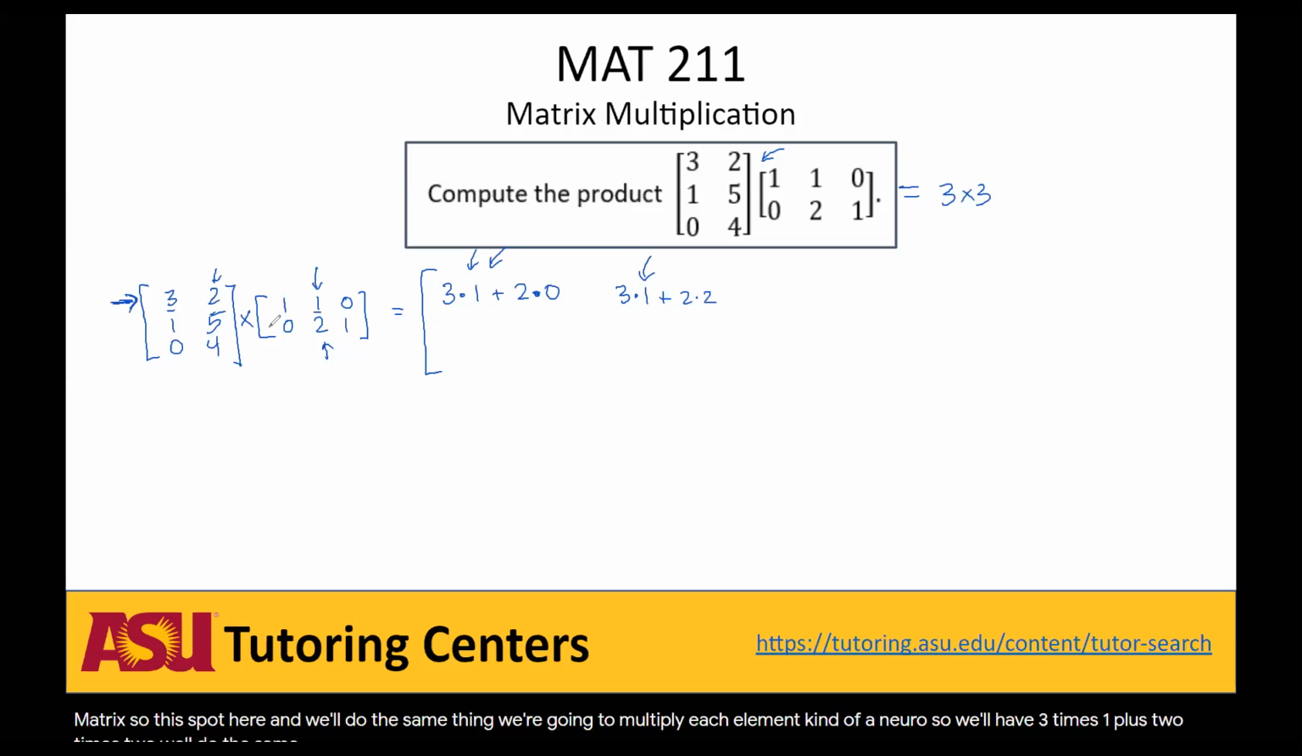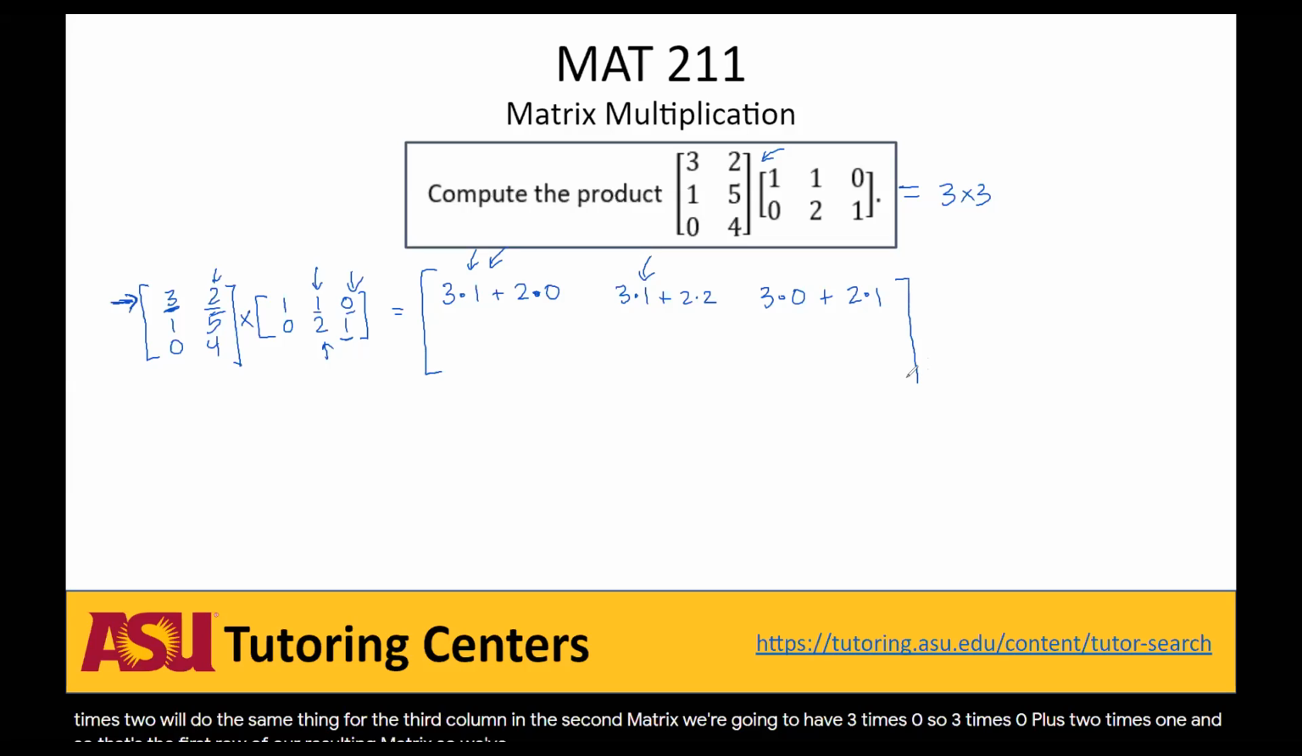We'll do the same thing for the third column in the second matrix. We're going to have 3 times 0, plus 2 times 1. And so that's the first row of our resulting matrix.